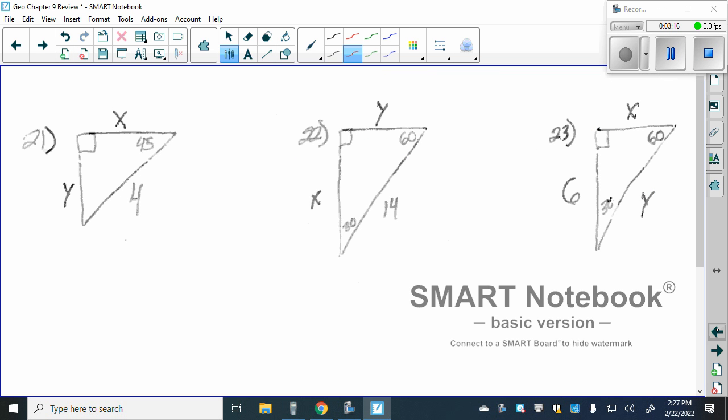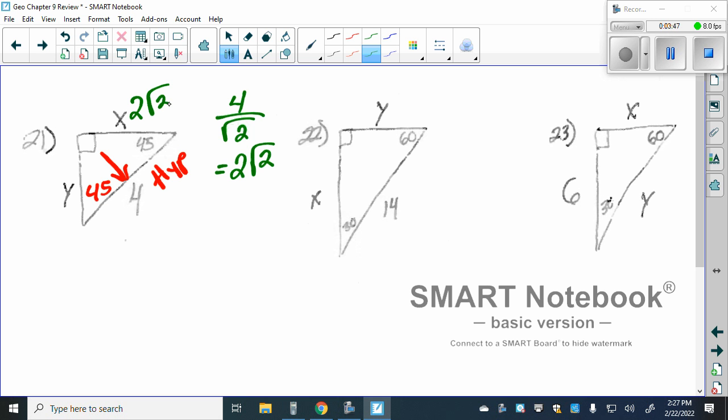So if we're looking at number 21, this here is a 45, 45, 90. So the sides opposite the 45 degrees are the same. And it also lets me know that 4 is the hypotenuse because it's opposite the right angle. So x and y are both going to be the same. Now, using the shortcuts, we know that we can find this by taking 4 and dividing it by the square root of 2. If we type this into the calculator, we would get 2 square root of 2. So it tells us that x and y would be 2 square root of 2, and we'd be done. Any questions on this so far?